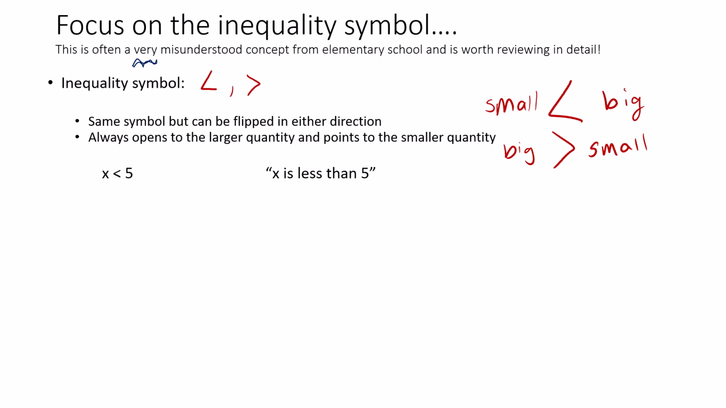So looking at this expression, you can see it's x is less than 5. And the reason I read it as x is less than 5 is if I'm reading from left to right, I can see that the symbol is pointing towards the x and opening to the 5, which means that 5 is bigger than whatever x is. So as I read it from left to right, I would read it as x is less than 5.